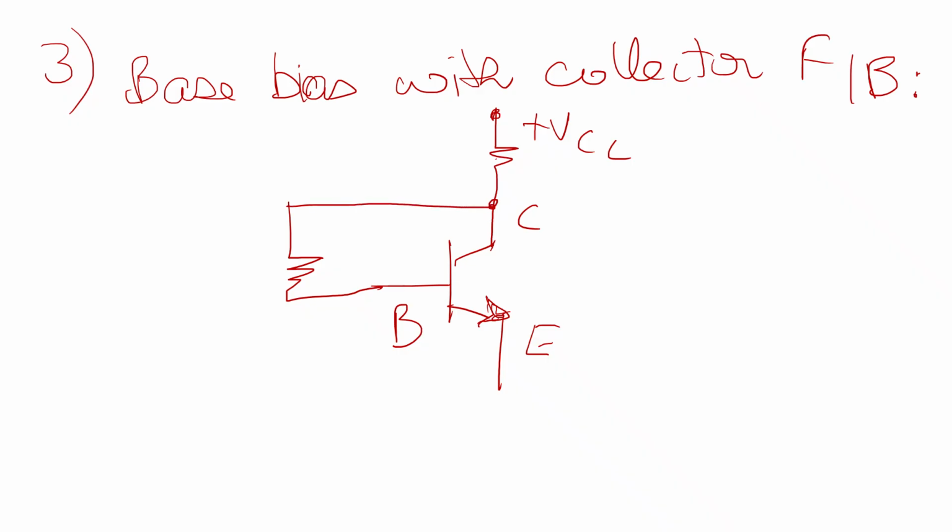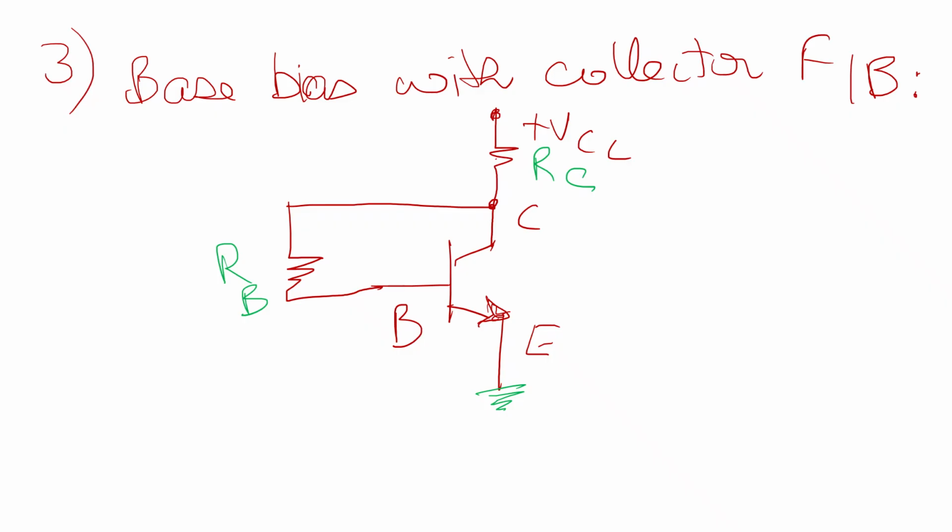Yes, this is the resistor connected to the base terminal, RB, and the resistor connected to the collector terminal, RC, and we don't need to connect any resistor in the emitter terminal. So what would be the values of the currents flowing here?